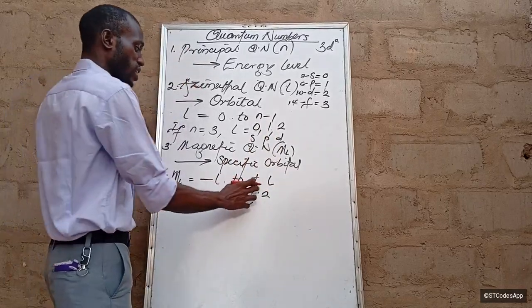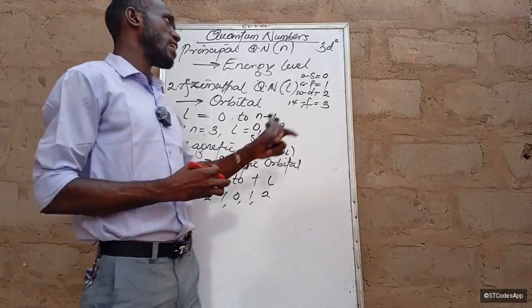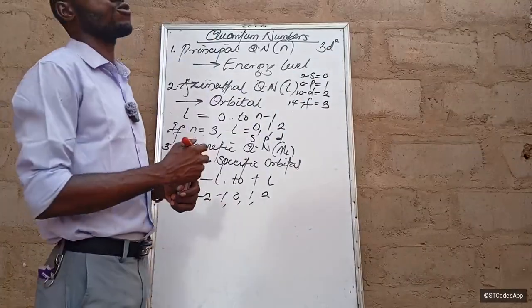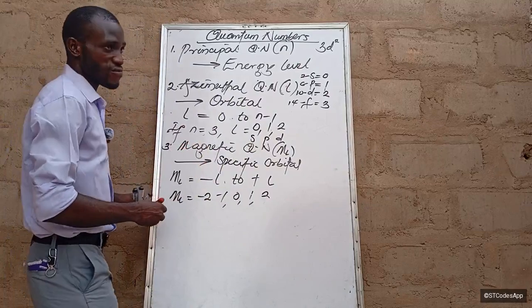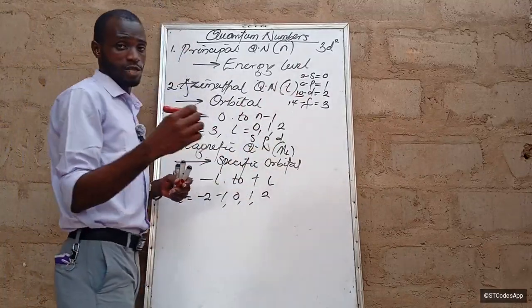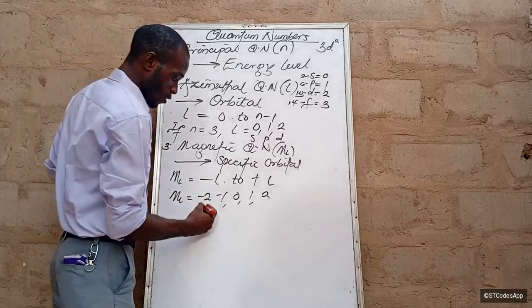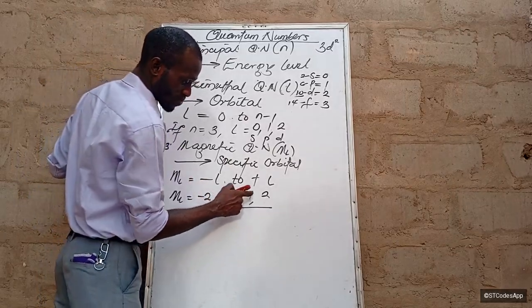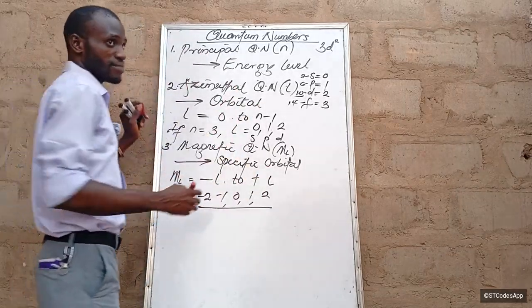Now what does this prove? This proves that D is degenerating to how many orbitals? D is degenerating to 5. I told you it's 10 electrons maximum, so 2 in each of 5 places. So let's check it out: 1, 2, 3, 4, 5. These are the 5 orbitals.